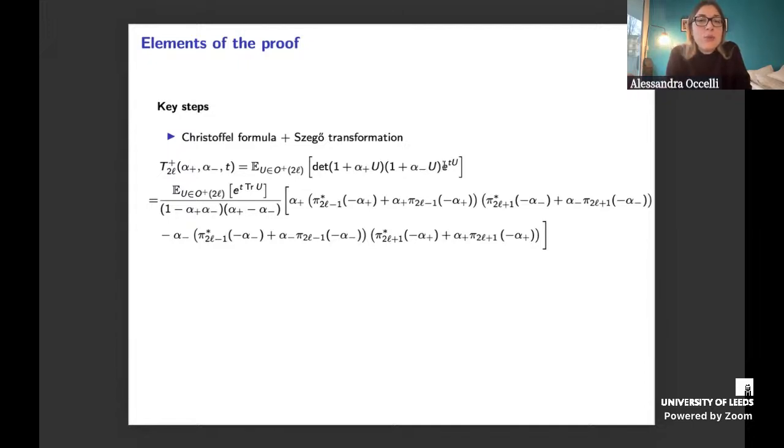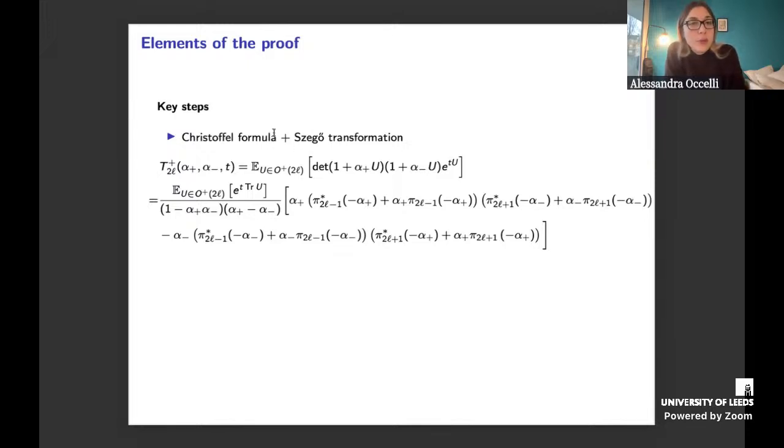So the idea is that we want to get rid of the determinant factor 1 plus alpha plus u, 1 plus alpha minus u from the expectation. In the end, we have a prefactor that depends on alpha plus and alpha minus, so everything that is on the boundary, times the expectation of the determinant of e to the t of u, which will be much simpler to study. And to do this, there are two results that are used to obtain this formula.